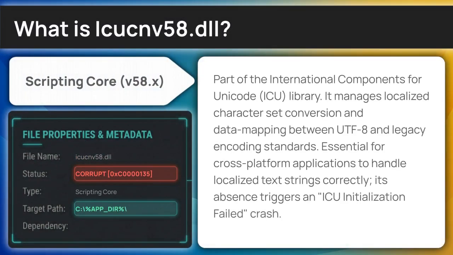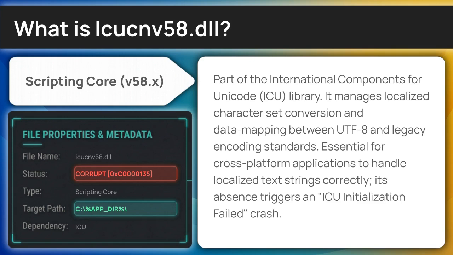This is the icucnv58 library, part of the International Components for Unicode ICU library. It manages localized character set conversion and data mapping between UTF-8 and legacy encoding standards, essential for cross-platform applications to handle localized text strings correctly. Its absence triggers an ICU Initialization Failed crash.